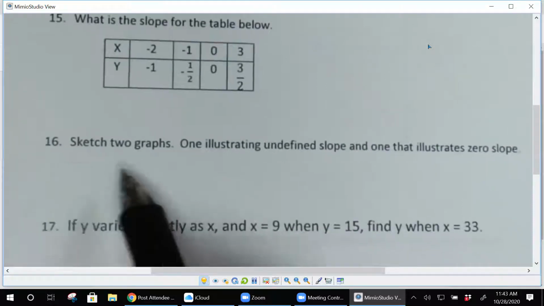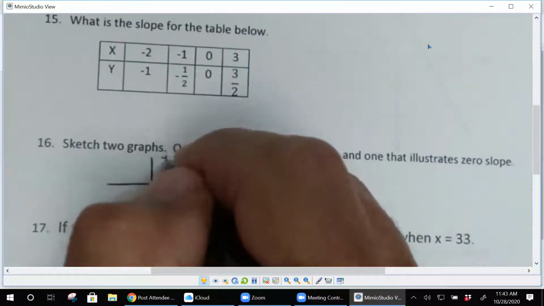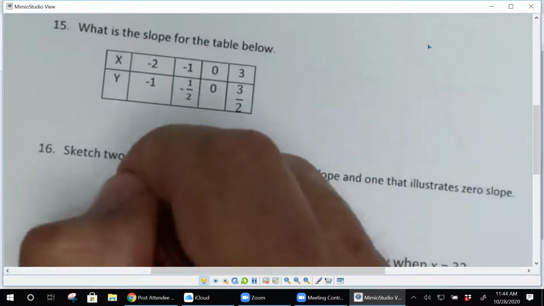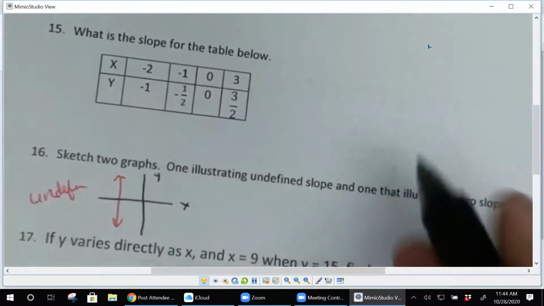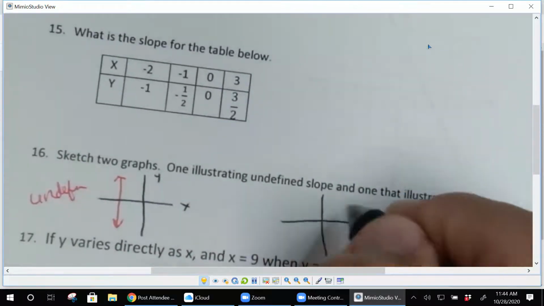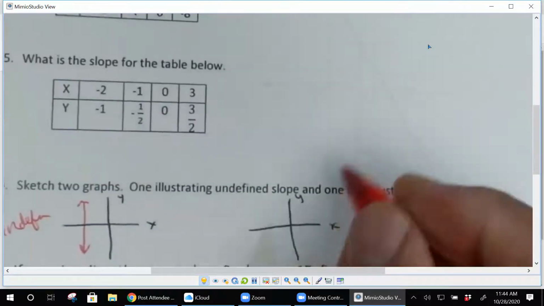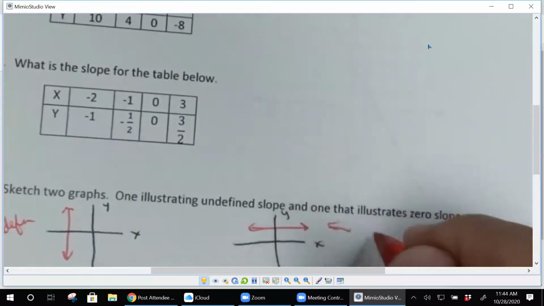It says here, what are the sketches of a graph? So think of this. You have a graph, it's x and y. If we want undefined, undefined is a straight line that's up and down. So you need to make sure you know this means undefined. If they want a zero slope, we talked about it in class, like your heart rate monitor. If you had a heart rate monitor and your heart stops, it's a flat line. So it's a flat line like this. That means there's no heart rate. So this right here is 0, like 0 heart rate. This is 0, this is my slope.